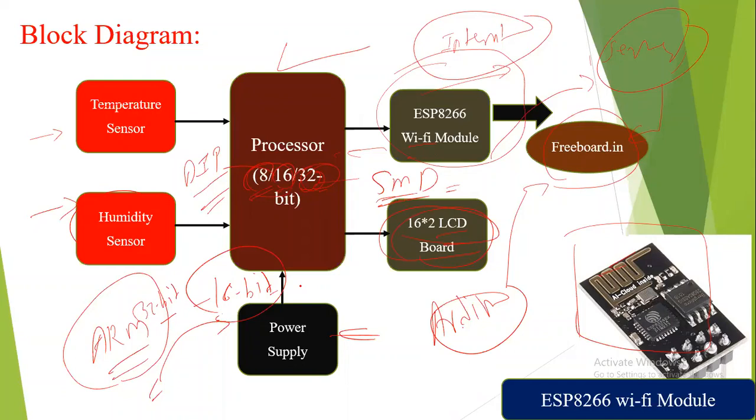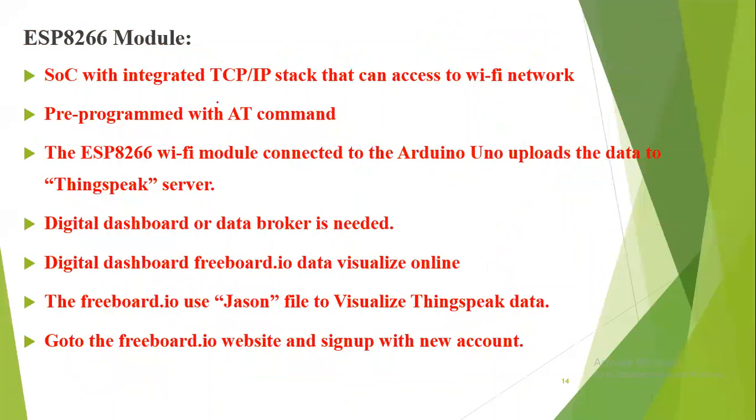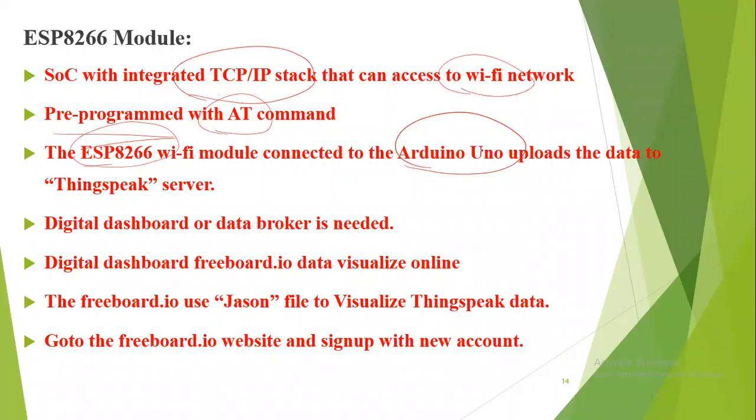Now, how does this ESP8266 module work? Basically, this module has a TCP/IP stack present on the chip, and it is designed for the Wi-Fi network. It contains some pre-programmed AT commands, and you have to look at the data sheet. According to those AT commands, you can access this ESP8266. And if you are connecting this ESP8266 Wi-Fi module to the Arduino Uno board, then this Arduino Uno board has the facility of a server, that is the ThingSpeak server.